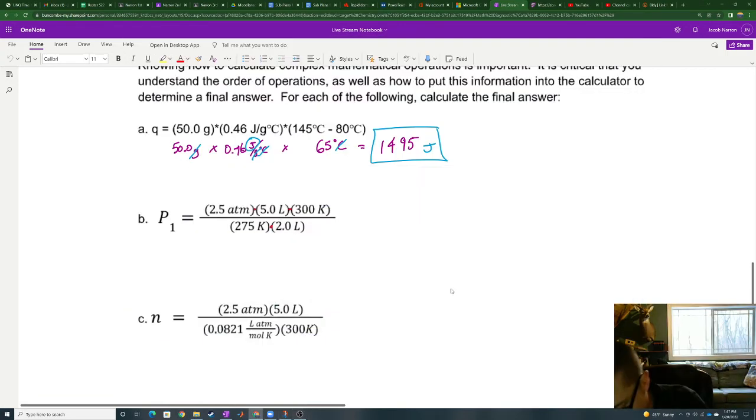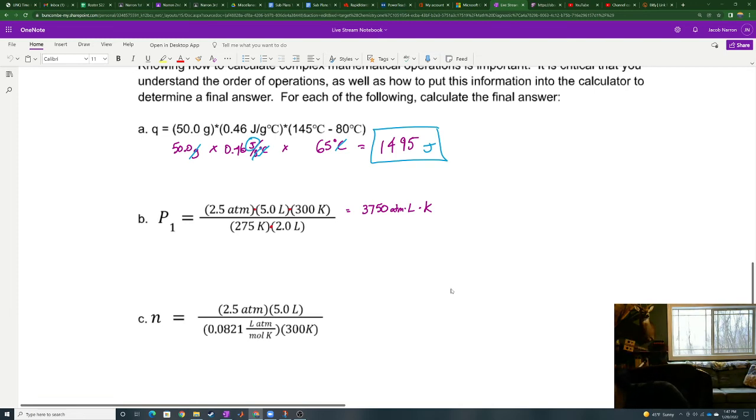Okay, so here we go. I'm going to multiply everything in the top. So I'm doing 2.5 times 5 times 300. Oops, I did times 30. Got to be careful when you're typing in the calculator, guys. Okay, I get 3750. That sounds better. Now, 3750 what? I did atmospheres times liters times Kelvin. That's what I did. All right, let's do the denominator now.